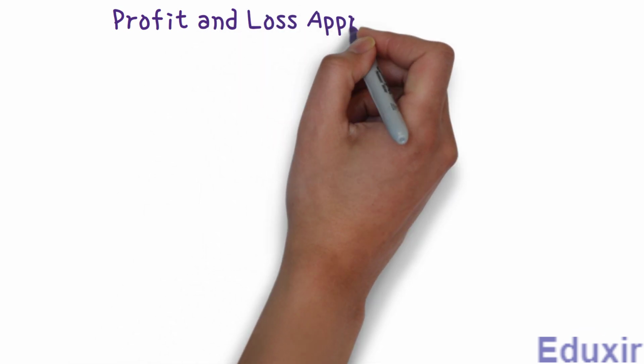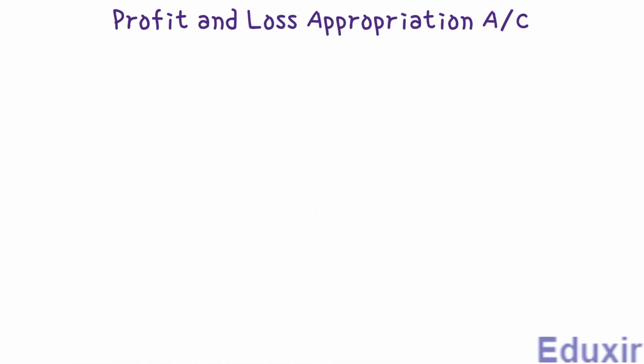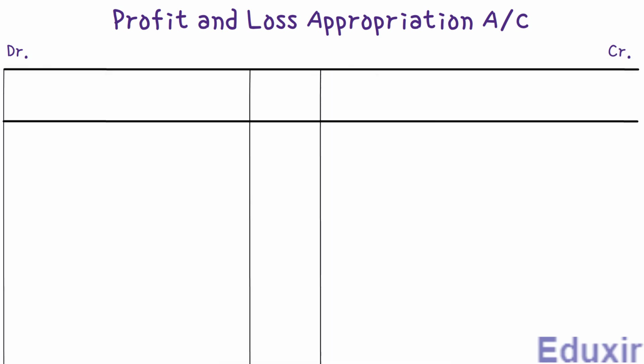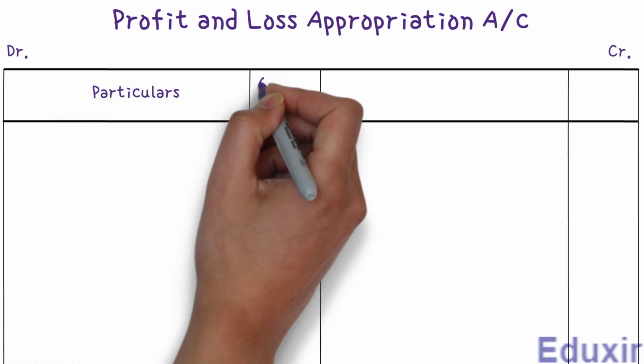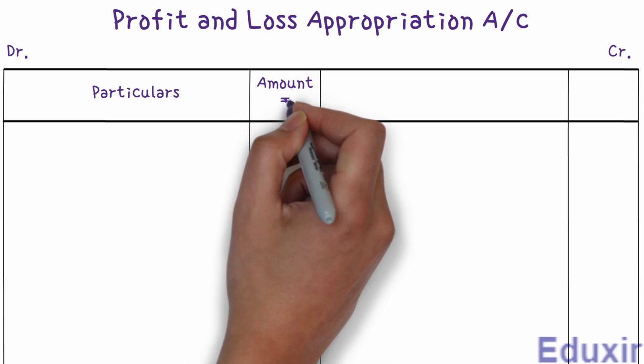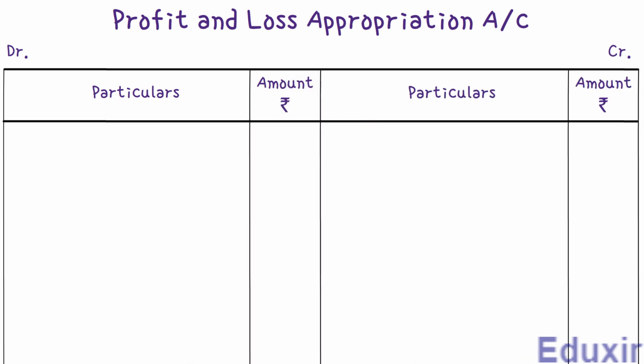Let us first write the title as profit and loss appropriation account. Let us then write the headers DR and CR to designate the debit and credit sides respectively. Let us now have the individual columns for particulars and amount in rupees on the debit side. Let's have the same columns on the credit side also.